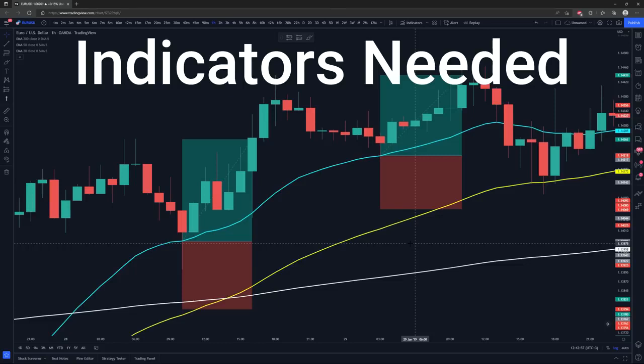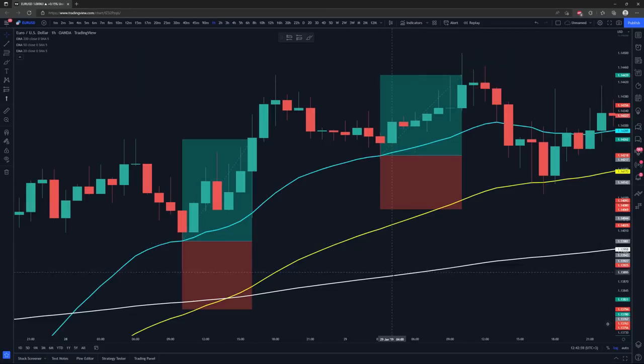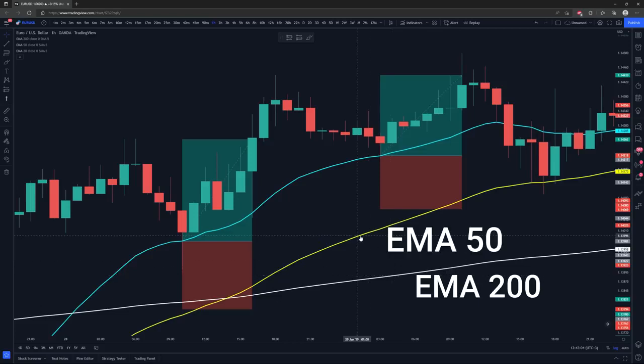All right, let's cover the indicators you'll need for this trading strategy. All you'll need are 3 exponential moving averages. One is a 200 period exponential moving average, one is a 50 period exponential moving average, and one is a 20 period exponential moving average.